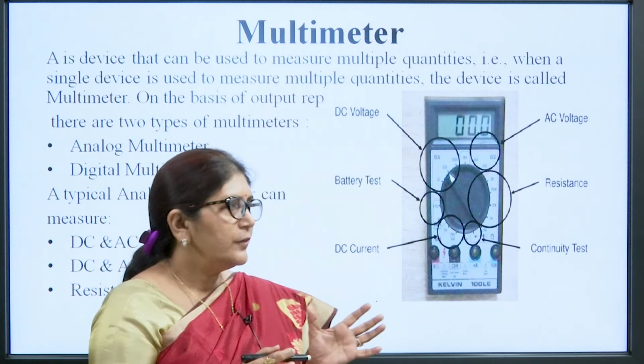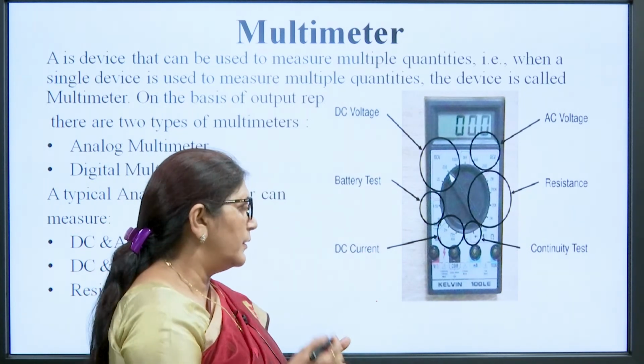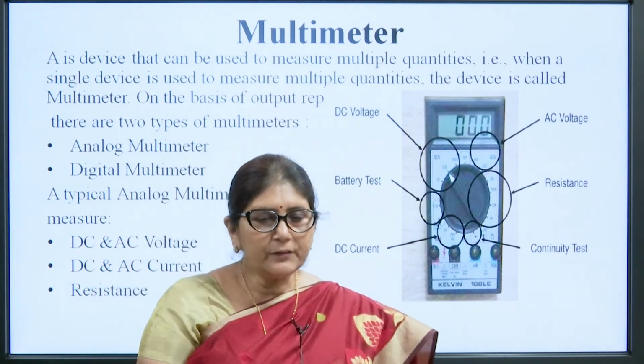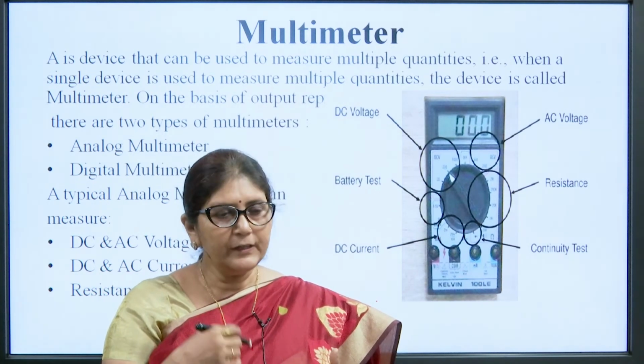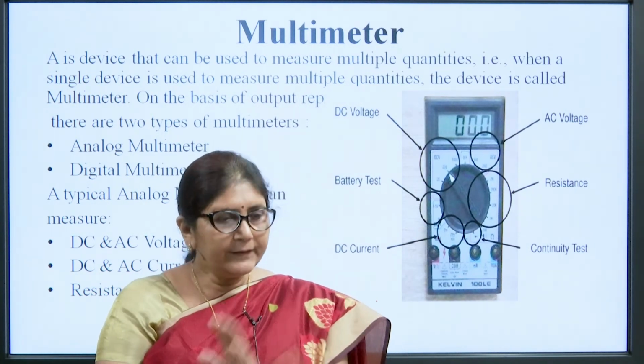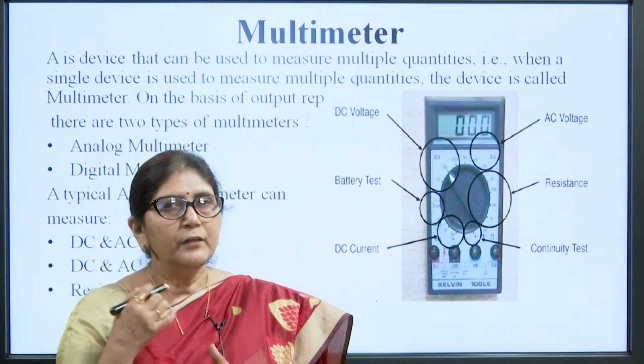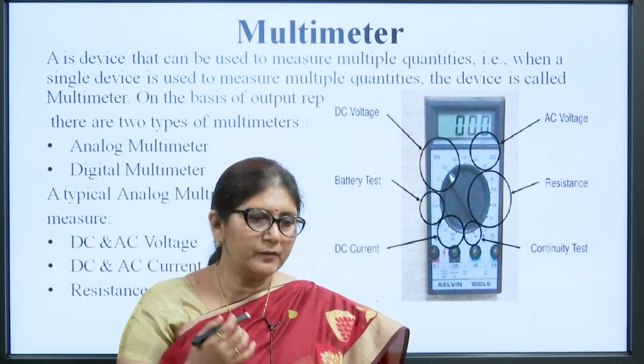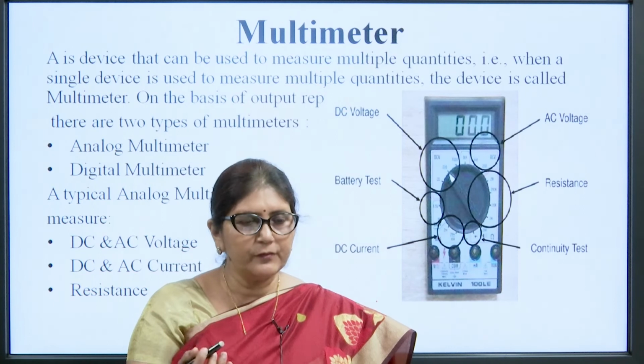In this lecture we have discussed the analog meters, the analog voltmeters that are used for AC signal measurement. In the next lecture I will discuss the digital multimeter, how the digital multimeter performs and how it produces the output.